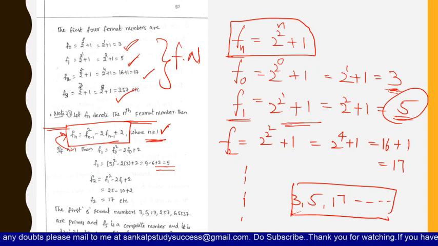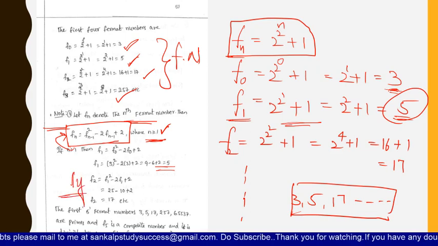Similarly, if you substitute n is equal to 2 in the above equation, you will get F2 value as 17, which we have already got in this way. So we can say that we can also find the Fermat numbers by using this formula: Fn is equal to (Fn minus 1) whole square minus 2 times Fn minus 1 plus 2.